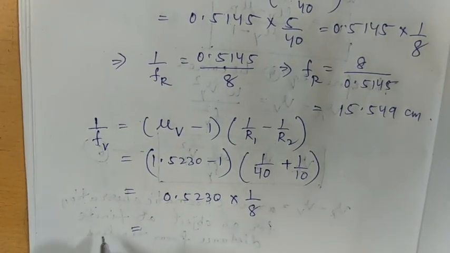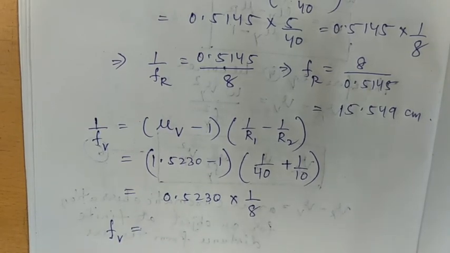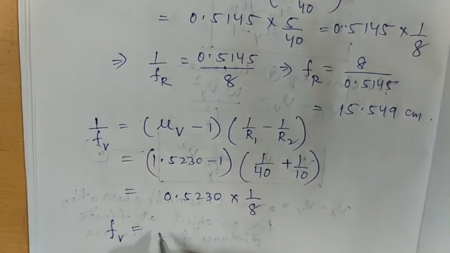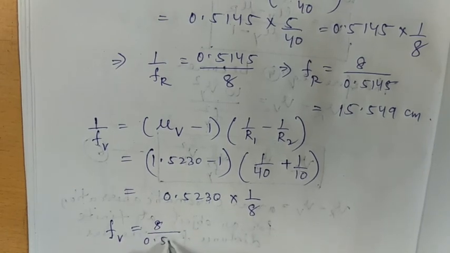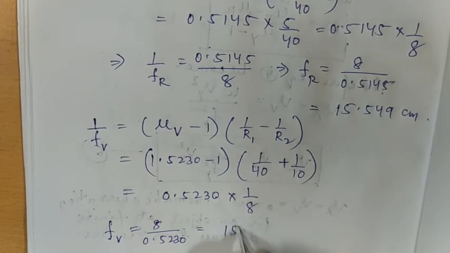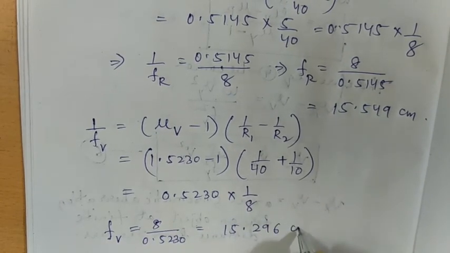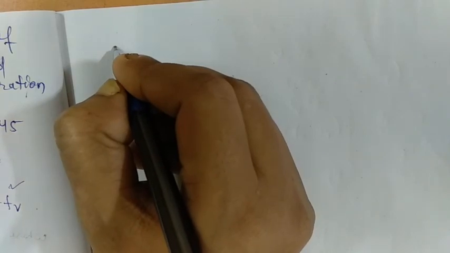So FV, I am directly writing, is equal to 8 by 0.5230, that is equal to 15.296 centimeter. So you got two values, that is FV and FR also. So now you are going to calculate the longitudinal chromatic aberration.